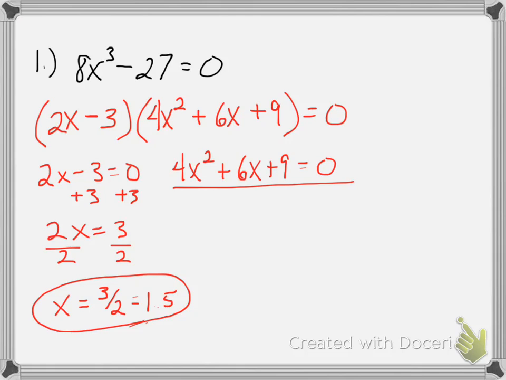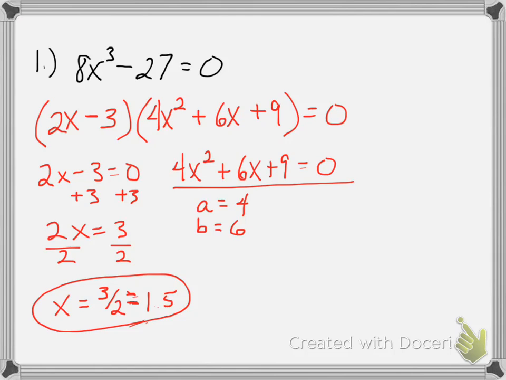Okay, but the thing is, whenever you solve the difference or sum of cubes, you're always going to have one real answer, which is this 3 over 2, and then you're going to have two imaginary answers. And that's what we get from this quadratic equation. I know it's a quadratic because of the x squared.